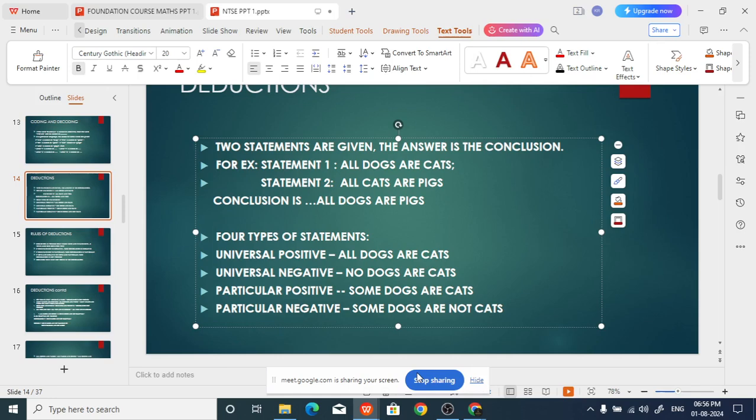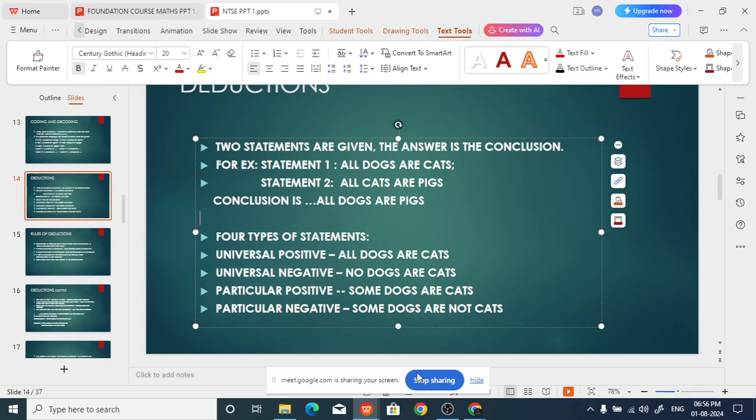Okay, I am going to make a statement. You have to tell me which type of statement this is. Many dogs are cats. What type of statement is this? Particular positive, sir. Particular positive statement, correct. Because many and some are all the same.